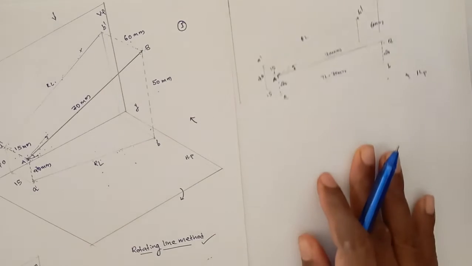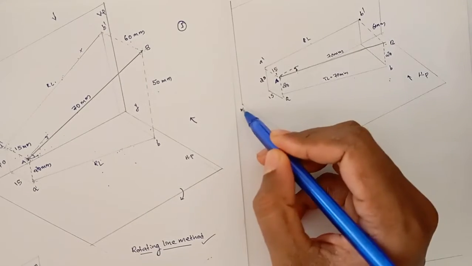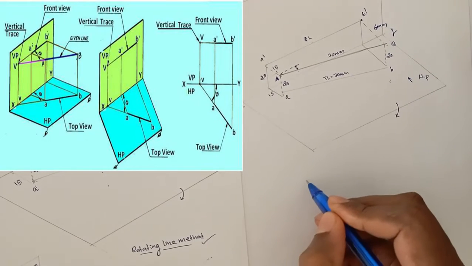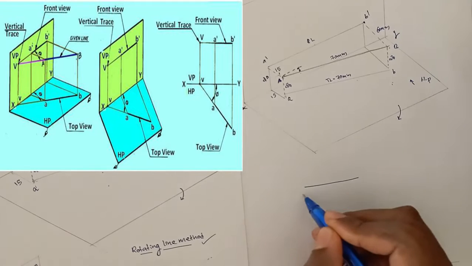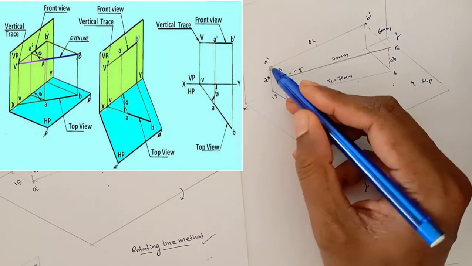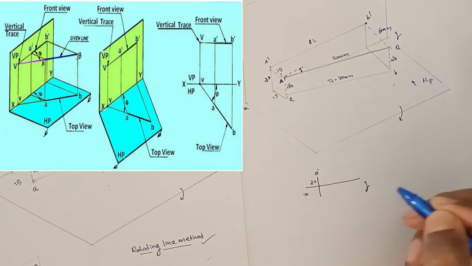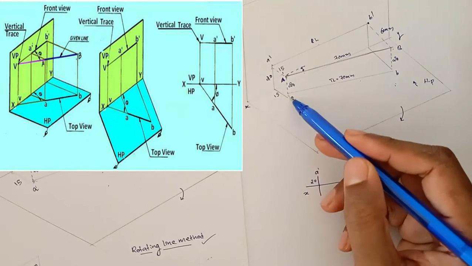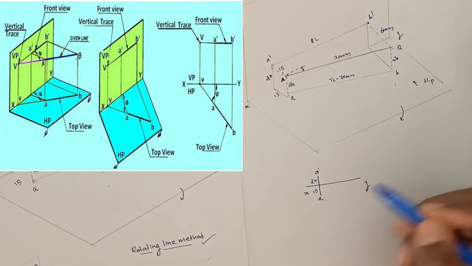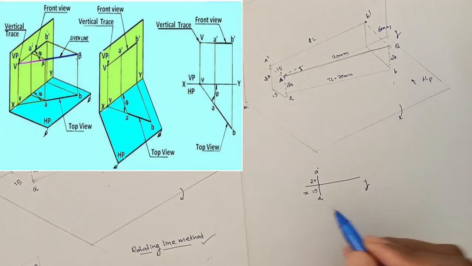Okay, so let's try to draw the projection. This is XY. After rotating the horizontal plane, it will be like this, can you see this? Okay, this is XY, we can spot A dash. A dash will be 20 mm above XY. And what about A? A is 15 mm below the XY line. And what about the true length? True length will be 70 mm.